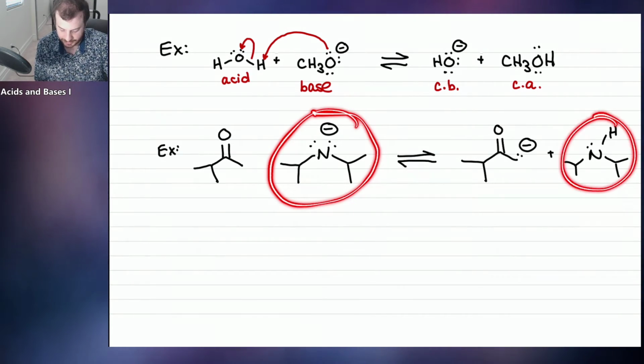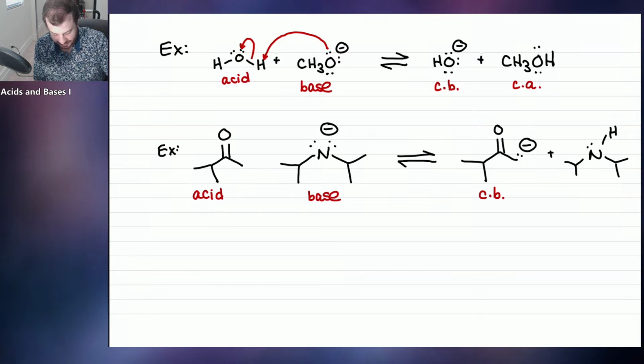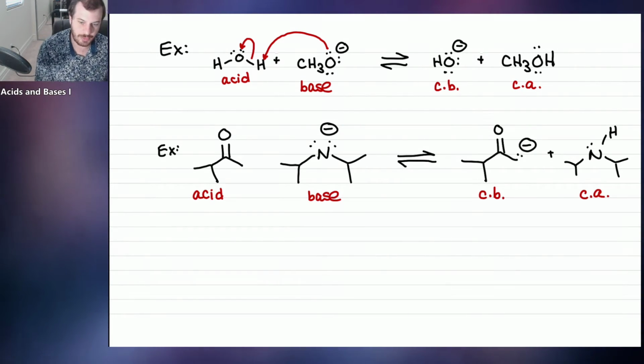Well, we look at the product. Clearly, it's gained a proton on that nitrogen. So if it gained a proton, that means it's the base. And that means the other substance has to be the acid. The acid becomes the conjugate base, and the base becomes the conjugate acid. Okay, great. So now we know who the acid and the base is.